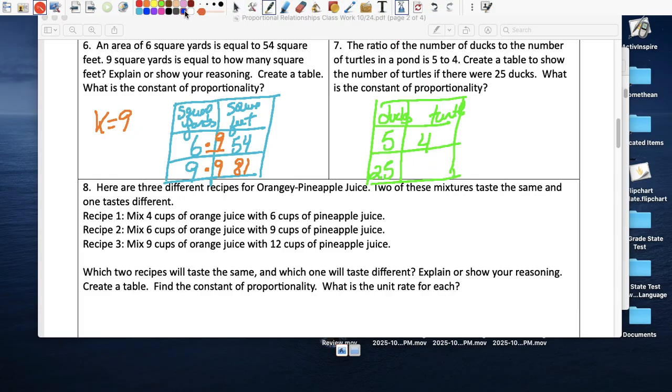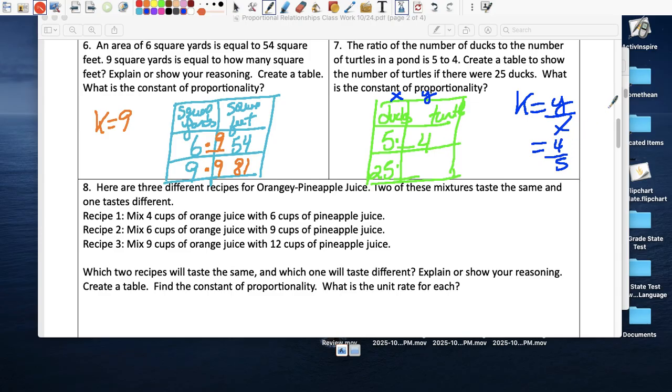Well, we need a constant of proportionality, right? Because I don't know 5 times something is 4, and I'm going to use that same number to get the number of turtles. We need the constant of proportionality. So k equals y over x. Right, so let's make this x and y. How did the 5 become a 4? Because I multiplied by something. So it's going to be 4 over 5.